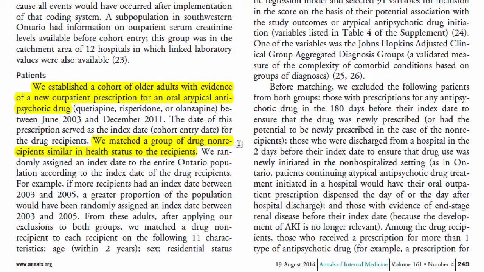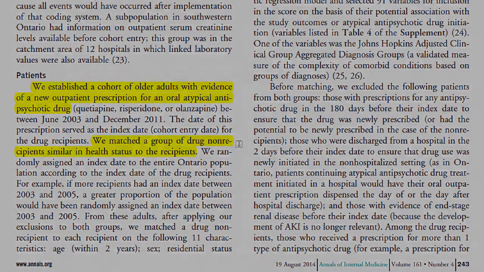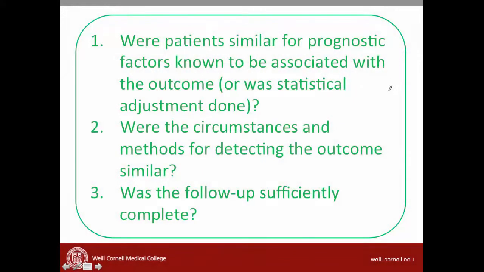The researchers then describe something called propensity score matching, which is quite a sophisticated statistical technique to control for the differences between patients who received the medication and those who did not. Going back to our checklist, I think the researchers were able to control for many important variables, so I will give that question a check mark.